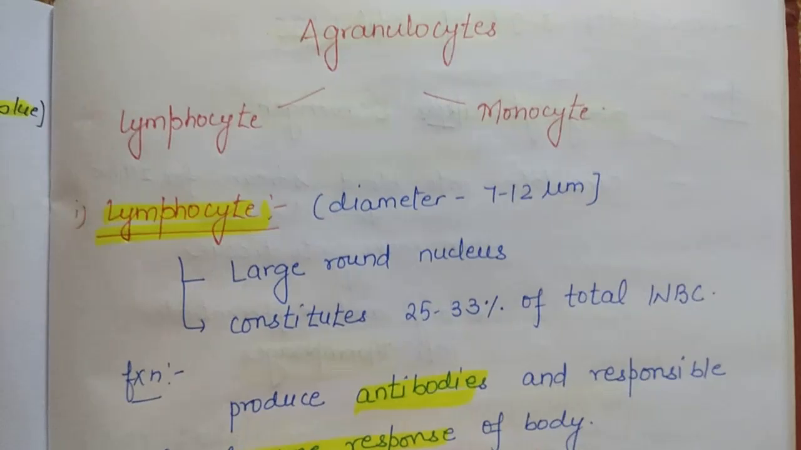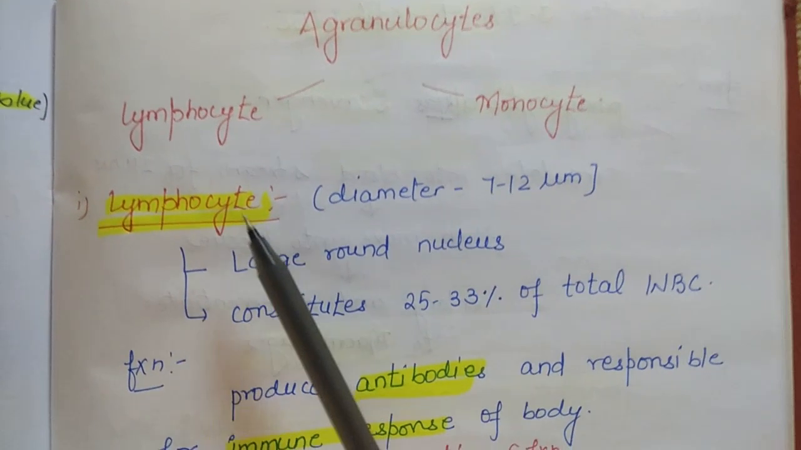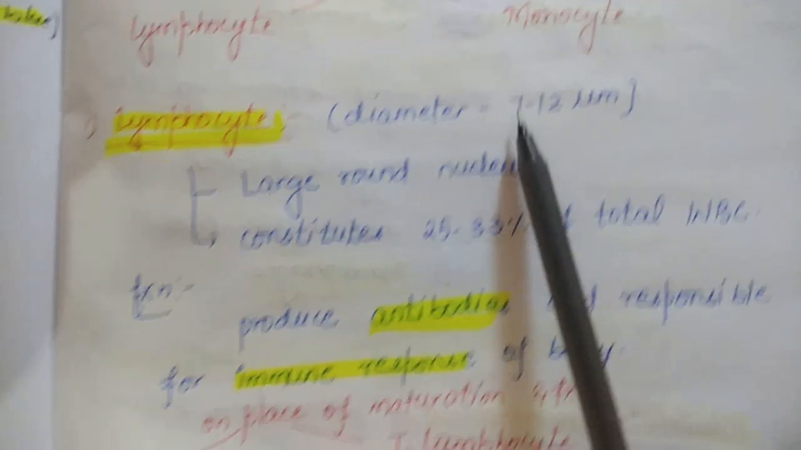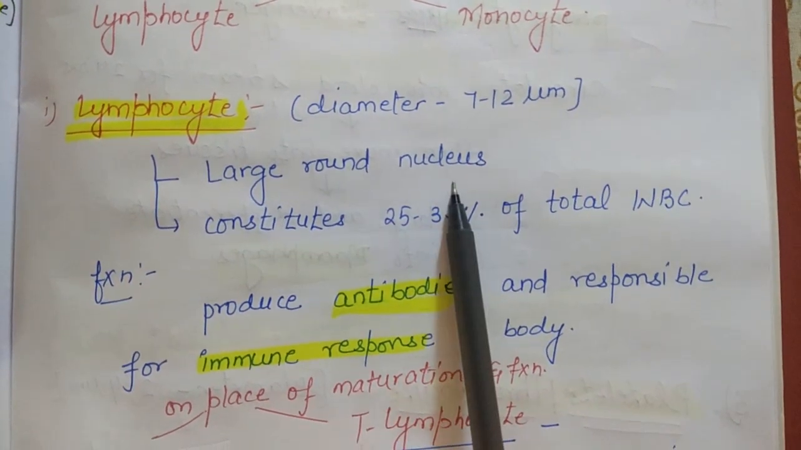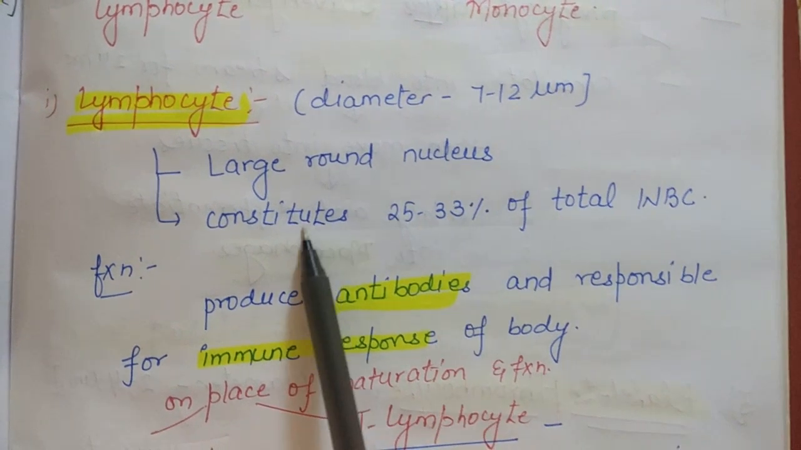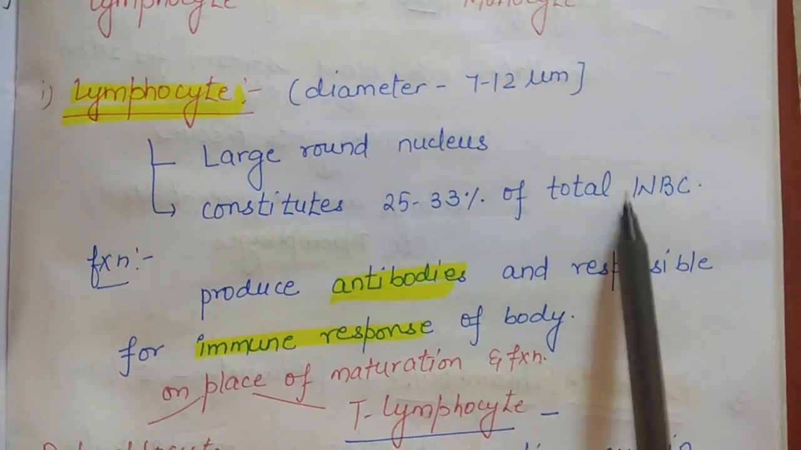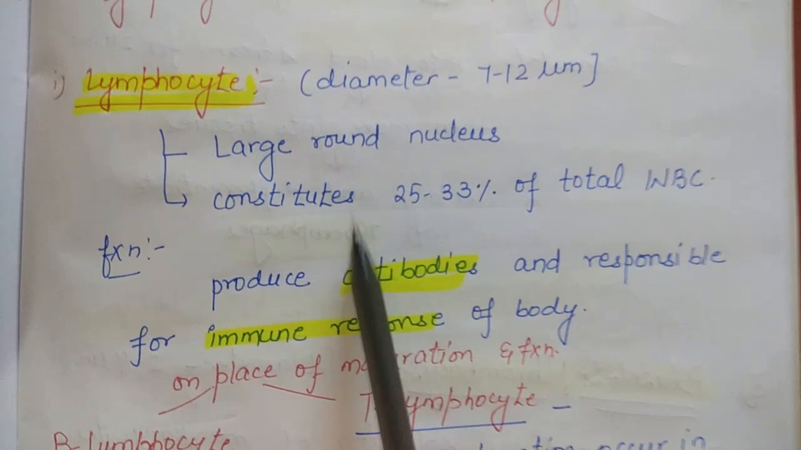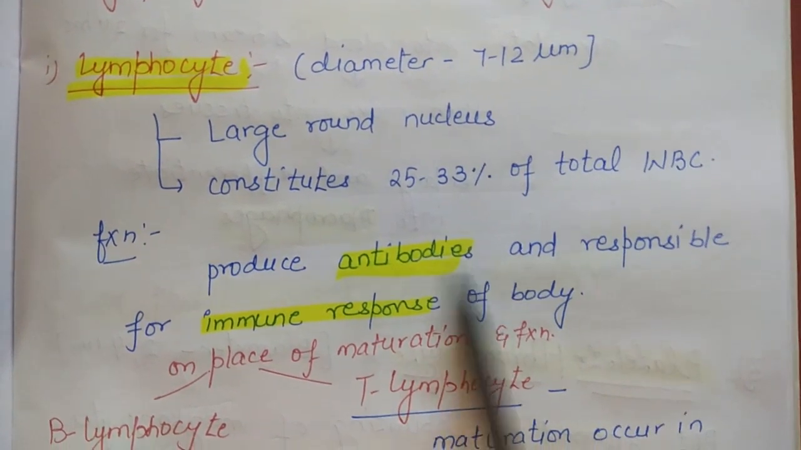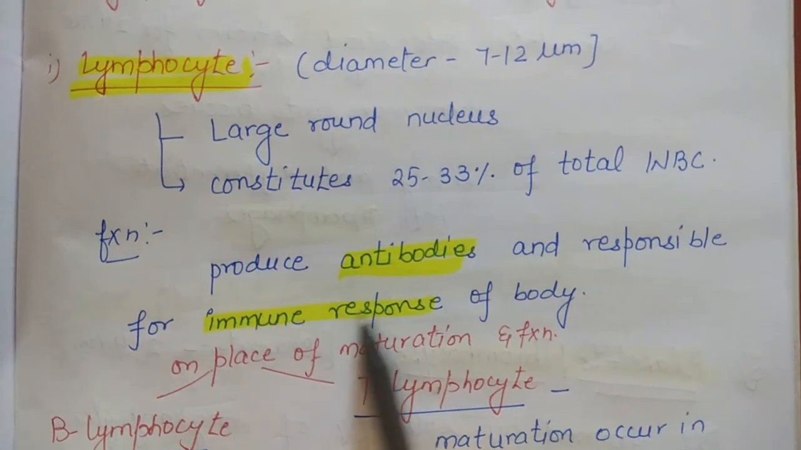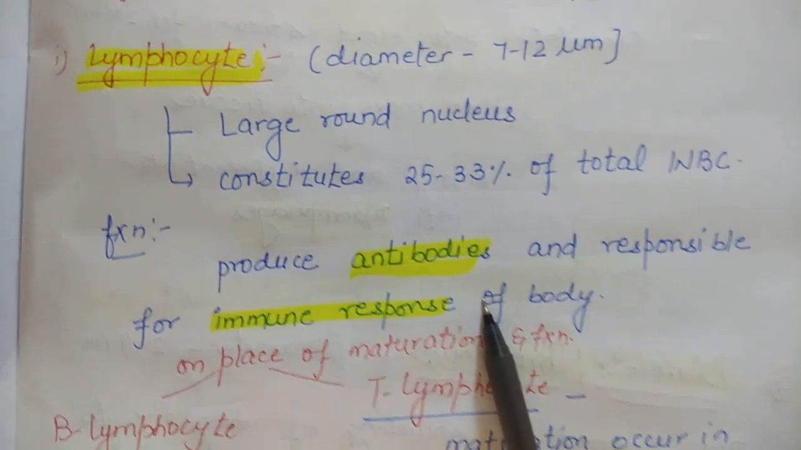Now continuing with the agranulocyte cells. Agranulocytes include lymphocytes and monocytes. The diameter of lymphocyte is 7 to 12 micrometer. They have a large round nucleus and constitute 25 to 33% of total WBC. What is the function of lymphocyte? The function is to produce antibodies and to be responsible for the immune response in the body.